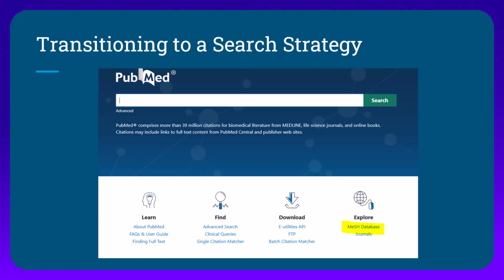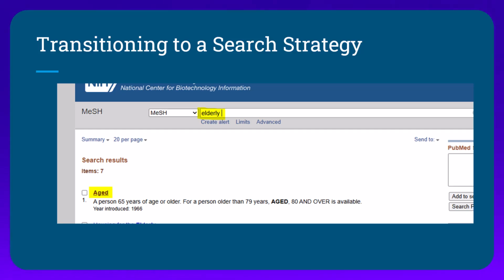Additionally, I can use the MeSH database to identify potential MeSH terms that I can add to my search. MeSH is a controlled vocabulary that makes it easier to identify related articles in PubMed. Here, I've searched the word elderly and identified that the appropriate MeSH term for that concept is aged.